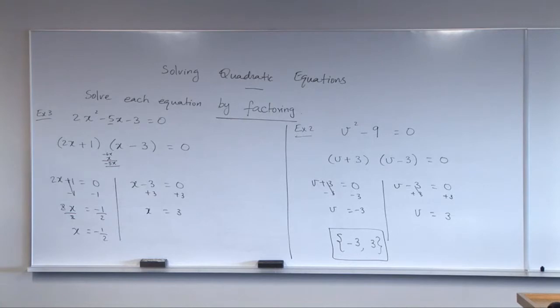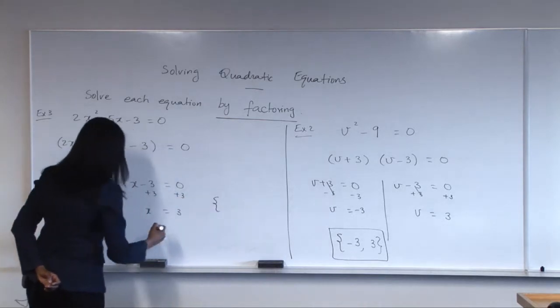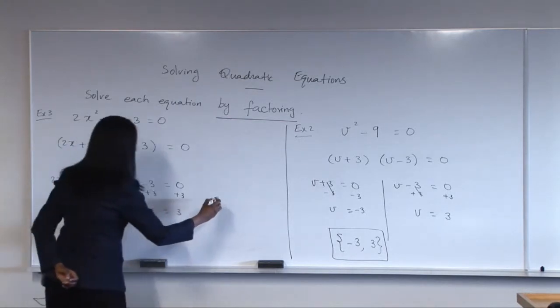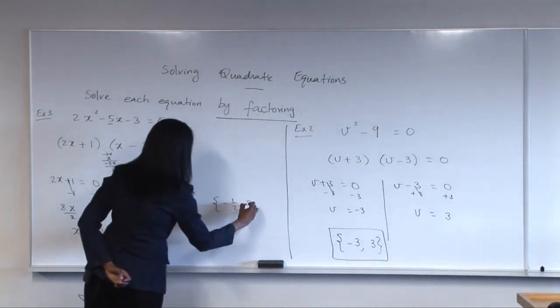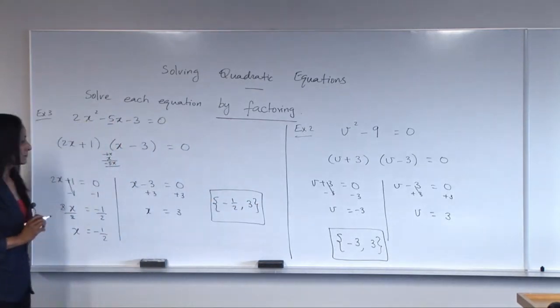How many solutions did you get here? Again, 2 solutions. So the solutions for this problem, let's put it in the set notation: negative 1/2, comma, positive 3. That's your answer.